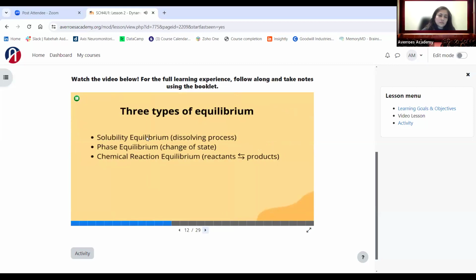And there are three different types of equilibrium that we're going to talk about. First is solubility equilibrium. That's like the dissolving process. You have phase equilibrium, which is the change of state. And then you have chemical reaction equilibrium, which is an actual chemical reaction that goes both ways, right? Reactants to products and then products to reactants.